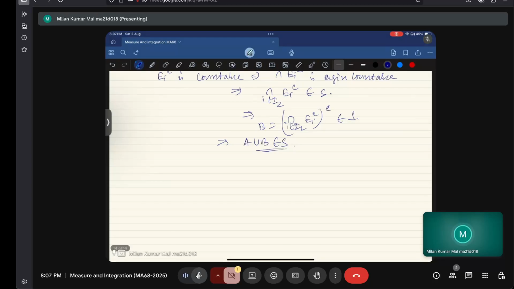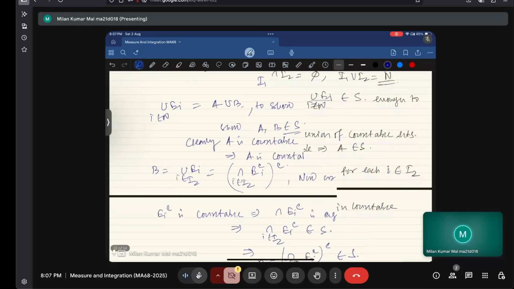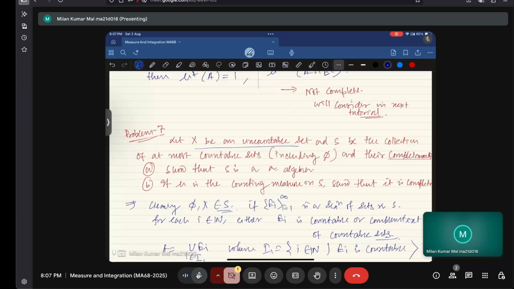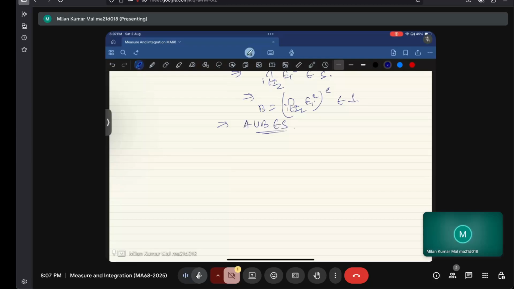Because S is a sigma ring, that is already said, I think, right? Let X be the countable set and S be the collection of at most countable sets and their complements, then show that S is a sigma algebra. So I have to show that the union is there. If A is there, B is there, then their union is there. So if A and B are there, both are either countable or their complement is countable. In that case, this will be there.